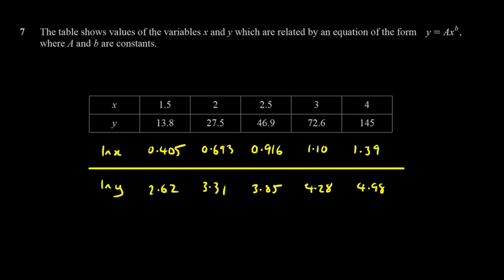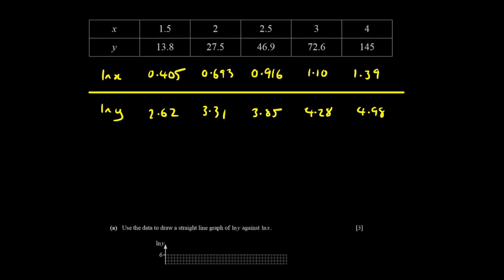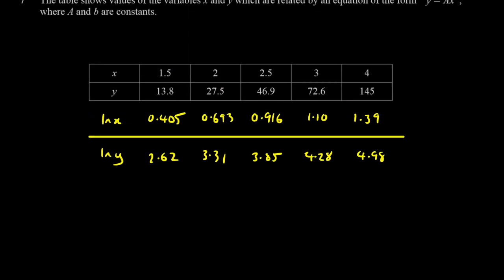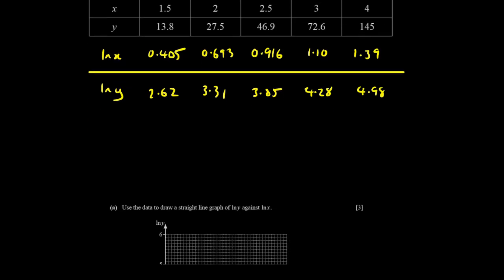Okay, then, so here we are in question 7. The table shows the values of the variables x and y, which are related by an equation of this form, where a and b are constants. And we are asked to use the data to draw a straight line of ln y against ln x. Well, okay, what I've done is I've already used my calculator to calculate the variables ln x and ln y, just to save a bit of time. We're going to plot them now.